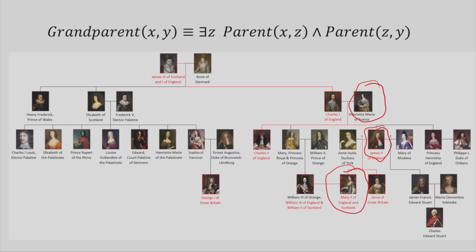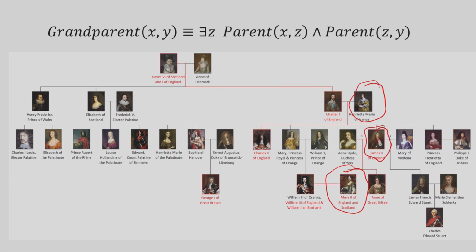And try it for yourself. If you put in names of people who are indeed grandparents, you could always find the grandparent and grandchild. You could always find the witness for Z. But if you put in names of two people such that the first one is not a grandparent of the second, or even put them in the wrong order, you wouldn't be able to find such a Z.